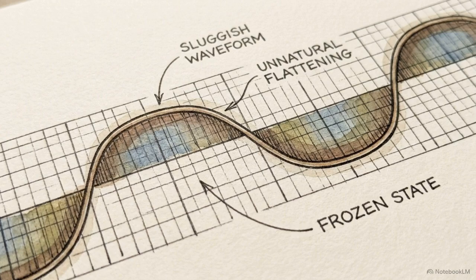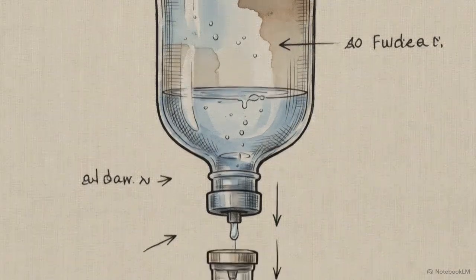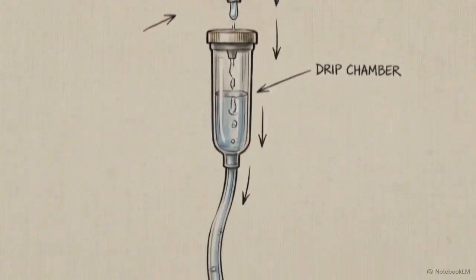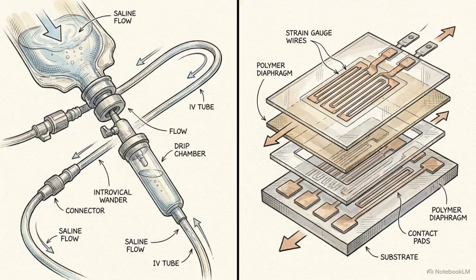The error can swing the other direction too. A rounded, flattened curve on the monitor will dangerously underestimate the true systolic pressure. If you titrate vasoactive medications based on these physical artifacts, you are treating the equipment, not the patient. To generate an accurate reading, the biological pulse has to survive two distinct physical hurdles: fluid dynamics and electrical transduction.